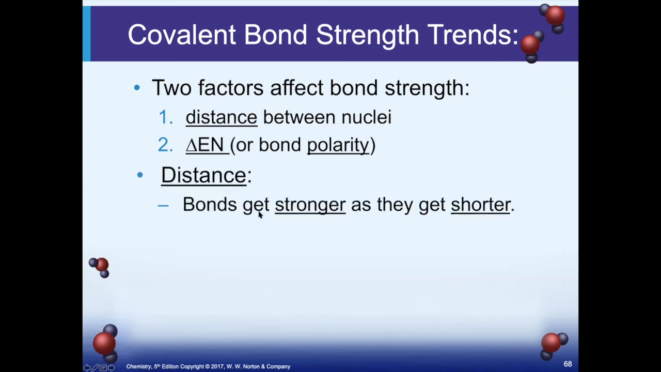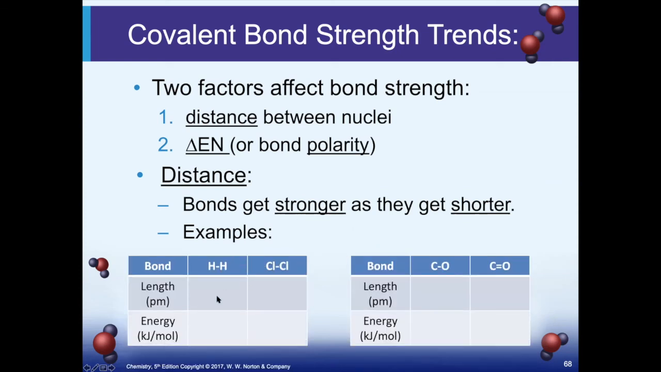So regarding distance, and we've seen this already when we showed the slide regarding the bond order, how the single bond compared to the double bond compared to the triple bond. Because what we see is that bonds get stronger as they get shorter. So remember that the double bond was shorter than the single bond, and the triple bond was shorter than the double bond. Well, that's true just in general. So bonds get stronger as they get shorter. So we'll look at a couple examples.